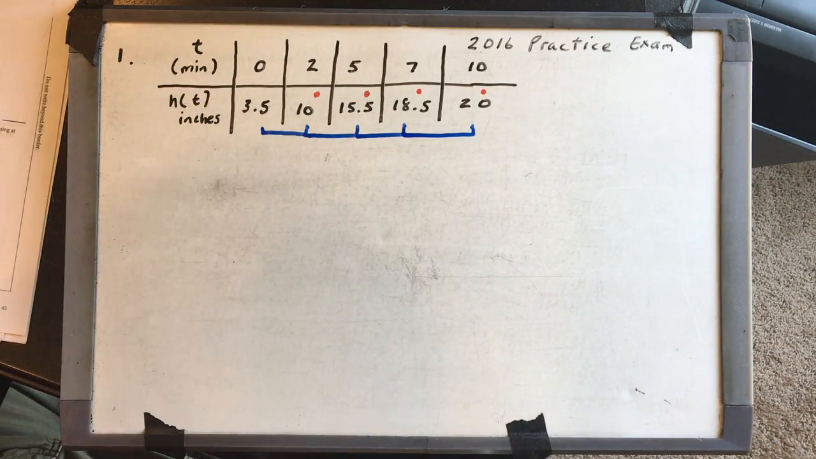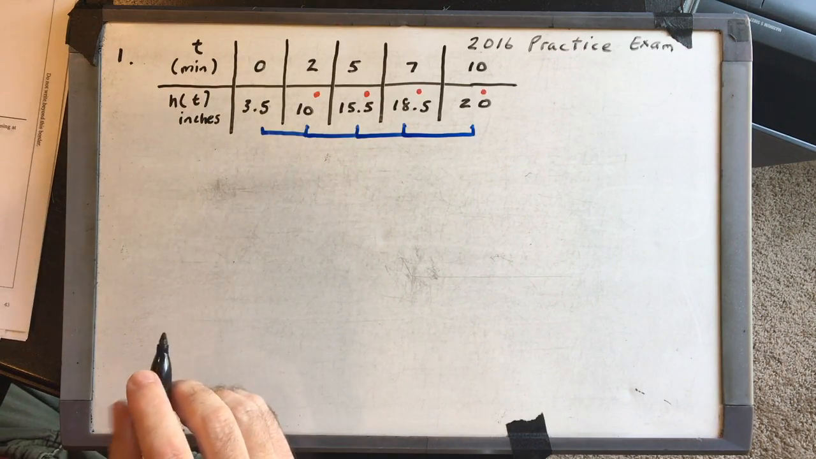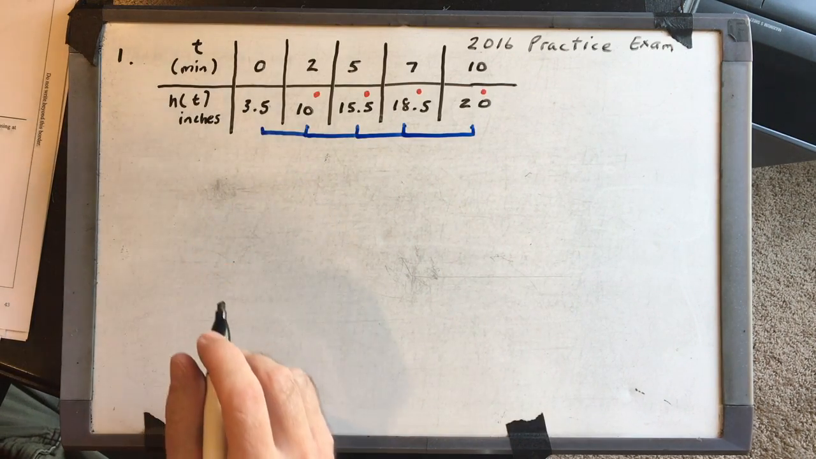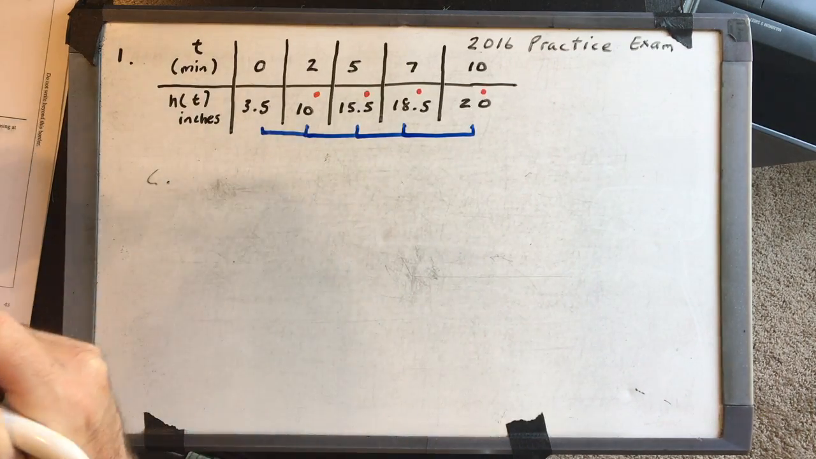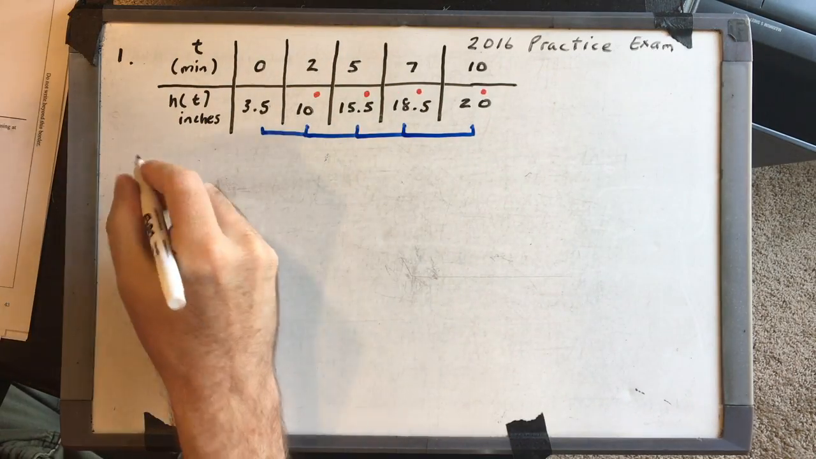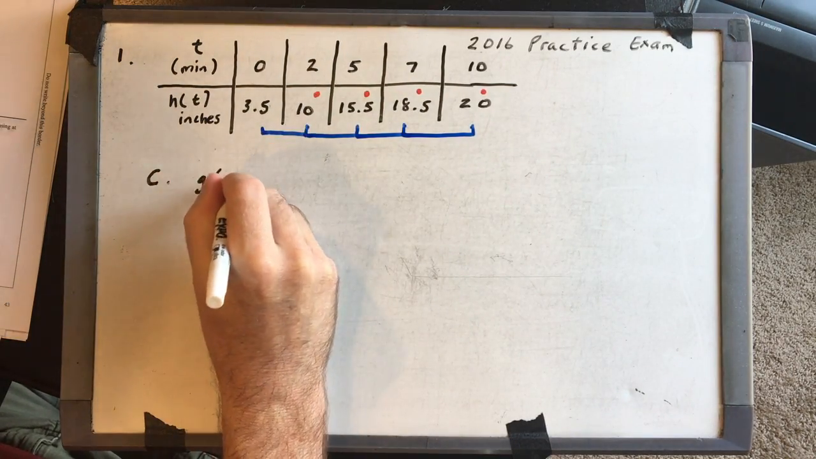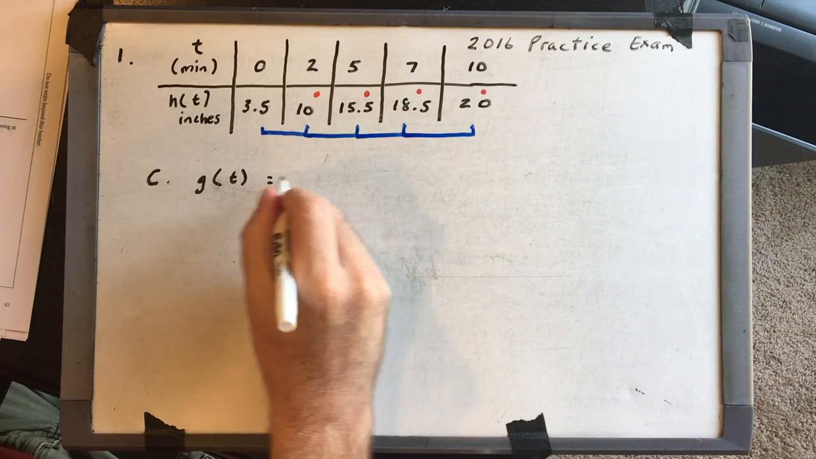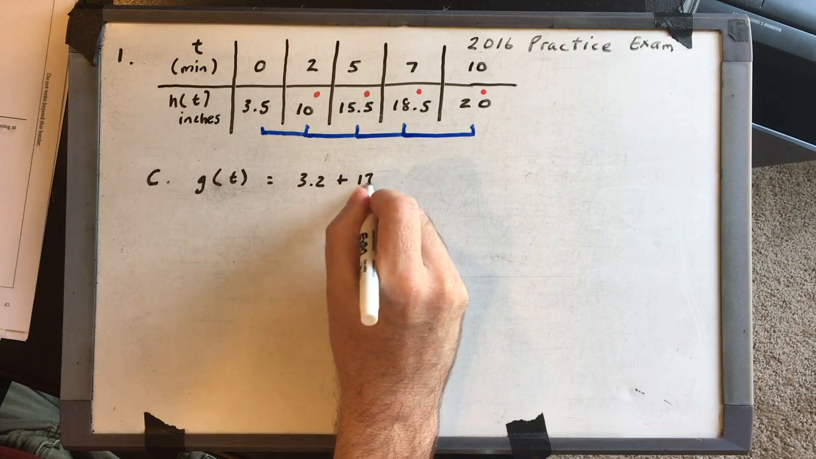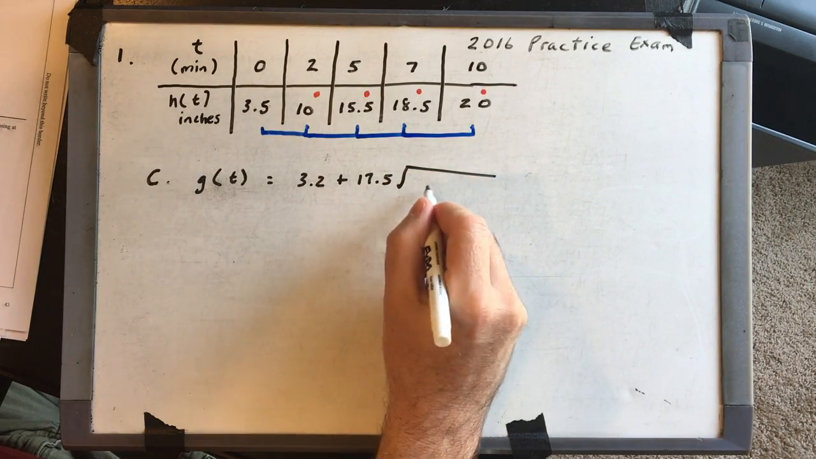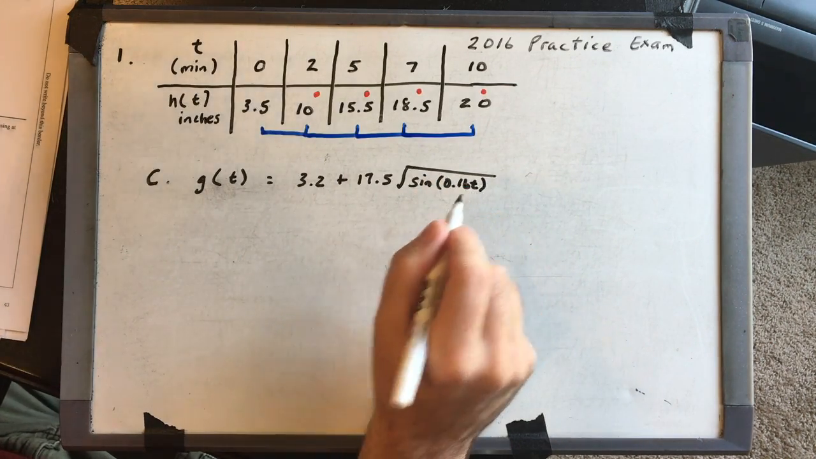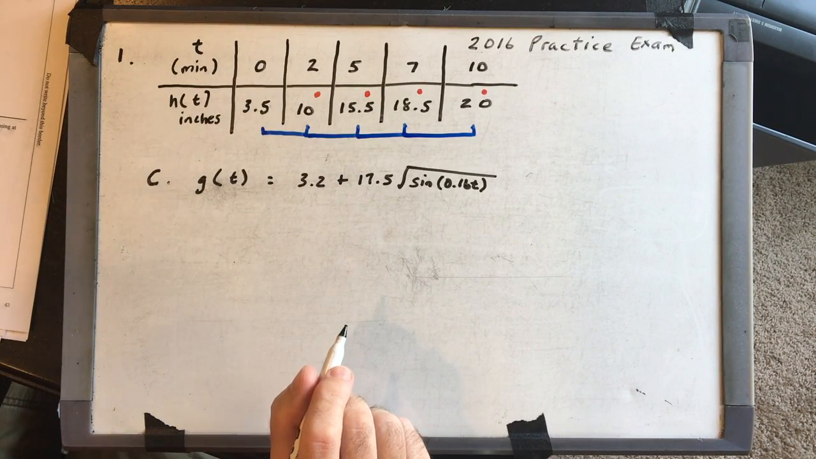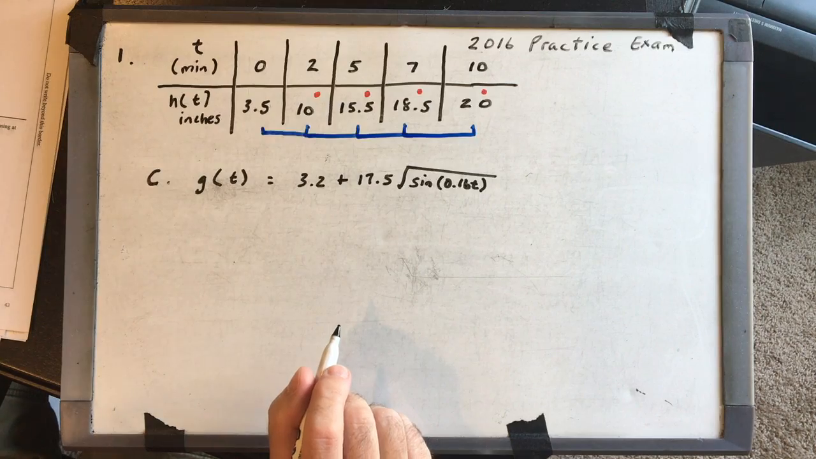Okay, part C says the depth of water in tank B, so this is a second tank, is modeled by G of T equal to 3.2 plus 17.5 times the square root of the sine of 0.16t for 0 to 10. Find the average depth of the water in tank B over the interval 0 to 10.